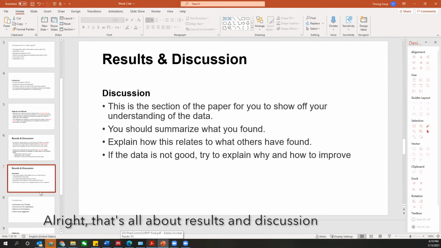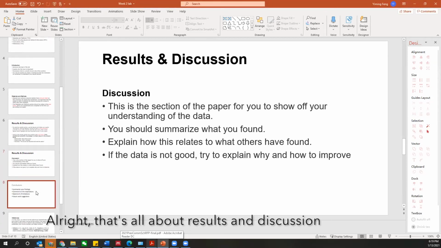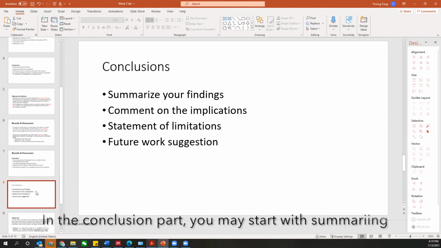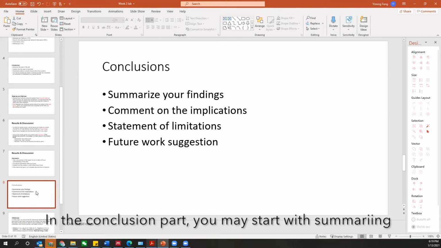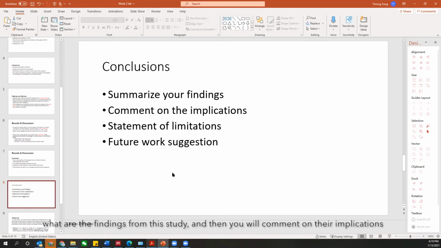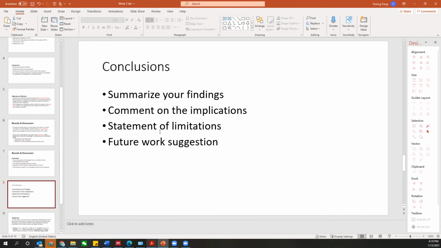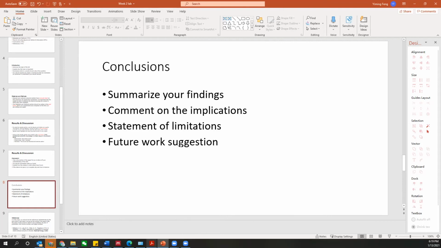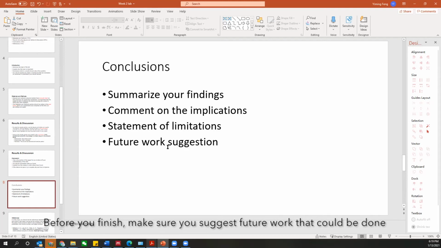All right, that's all about the results and discussion. In the conclusion part, you may start with summarizing the findings from the study. And then you will comment on their implications. There are always limitations with the experiment, so you may list them out as well. Before you finish, please make sure that you suggest the future work that could be done.